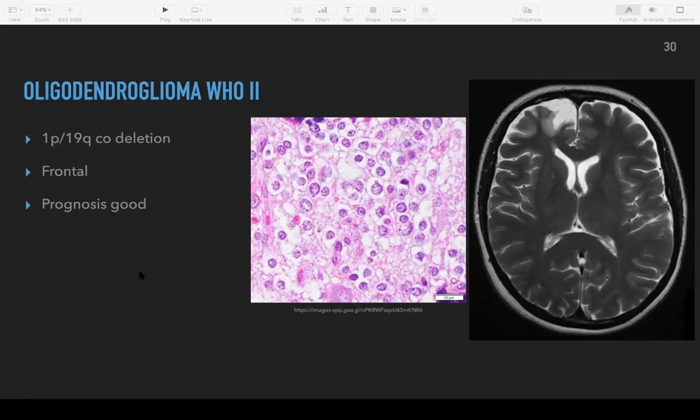Usually they present with seizure because, as we mentioned, it is superficial, so it is a cortical lesion. And because it is a cortical lesion, it will cause seizure. Usually the frontal lobe is the most common location, and it has a good prognosis because they respond well to chemotherapy.